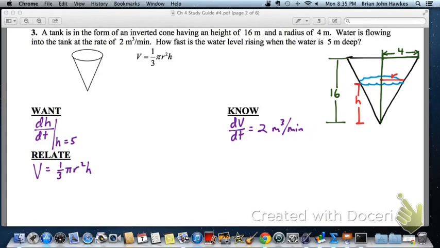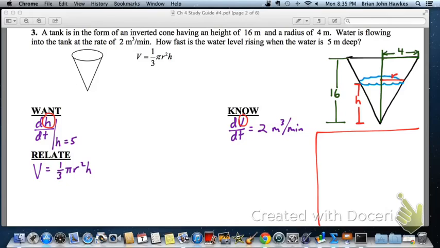Well, this is the tricky part. Notice that what we want has an h in it, and what we know has a V in it. Well, there's no r in either of those statements, and so since there's no r, we want to get rid of our r, and that's the little extra work that you have to do. So we're going to do a little extra work in the lower right hand corner here.